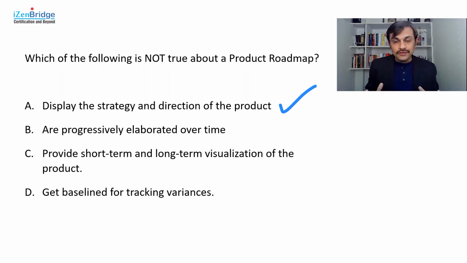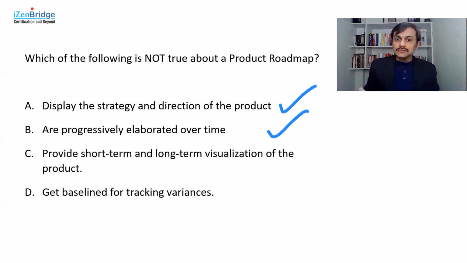Now, sometimes you may feel, no, it should give us the clear path. That is not necessarily true. It laid out the path, but the clarity in the path is going to emerge as we go along. As we start traveling on the path, we will know how we need to refine it, how we need to adjust it in order to achieve the given product vision. So this option is right. So it is true about the product roadmap. We can't say it is not true.